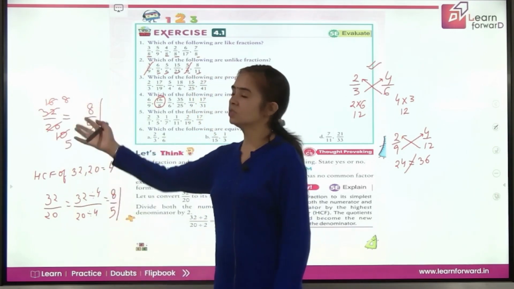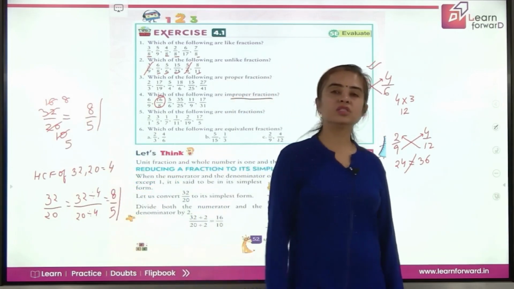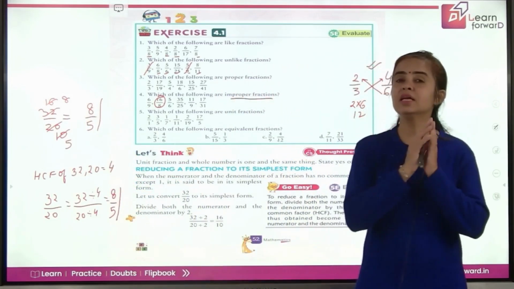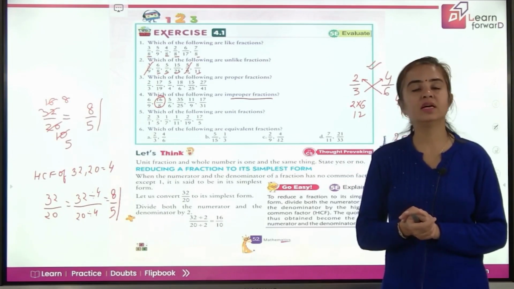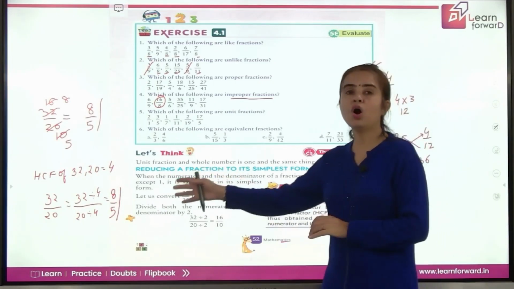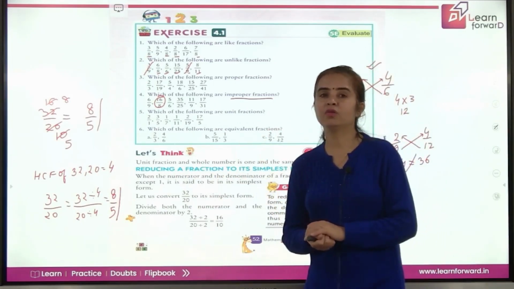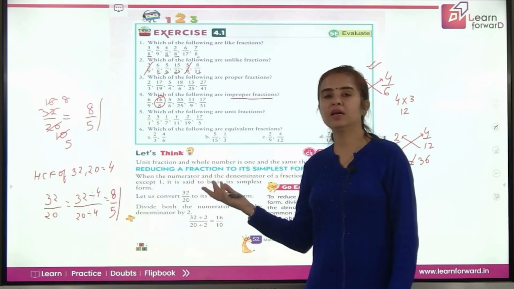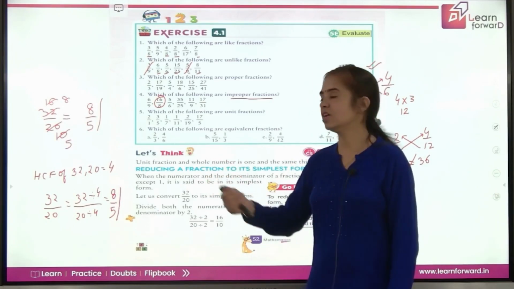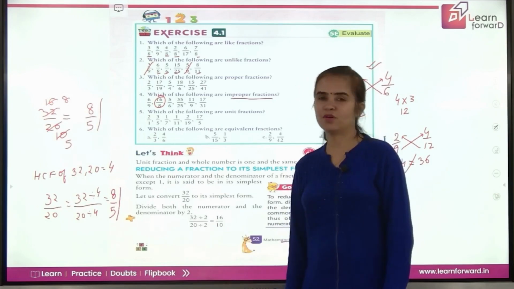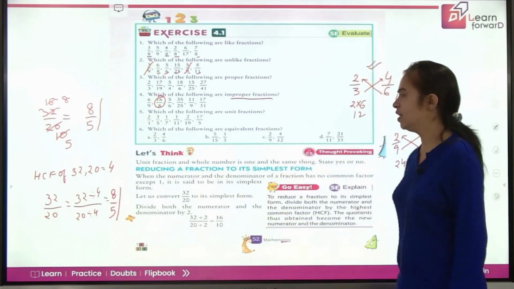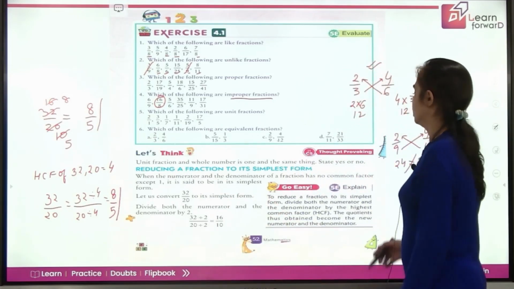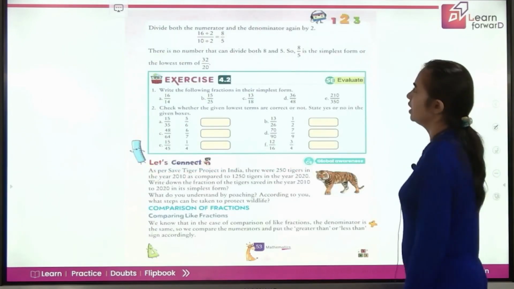So either you do it step by step and come to the lowest form, the simplest form, till there is no common factor left in the numerator and denominator, or in one single step you find out the HCF and divide the numerator and denominator both by the HCF to get the simplest form of the fraction. So you can do it any way. I hope you understood both. Okay. Now let's move to the next.